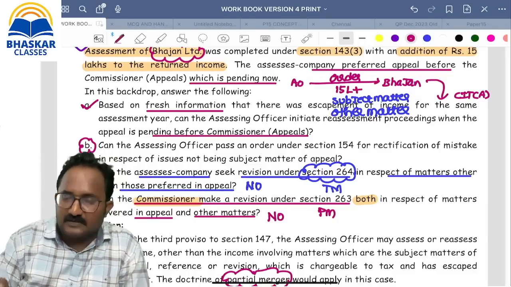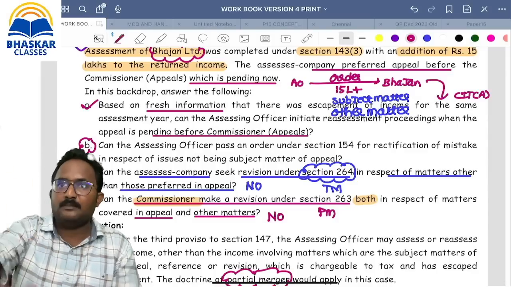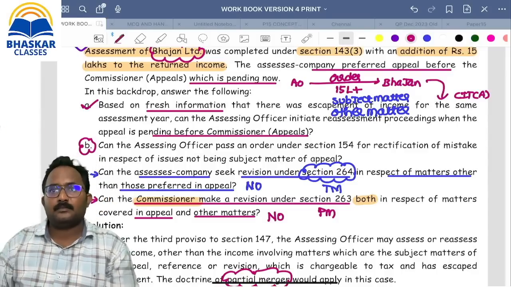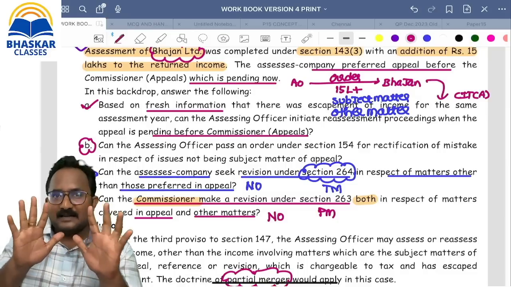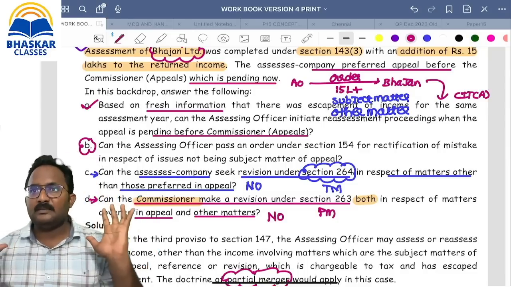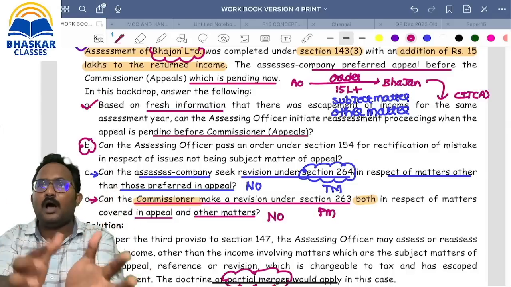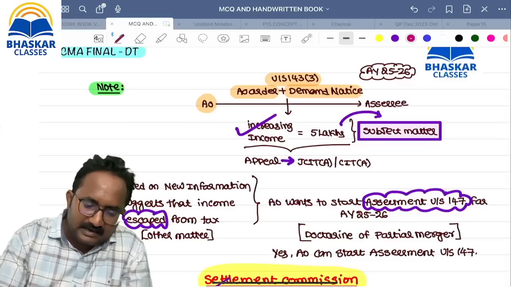Okay. So the revision related points also: 263 is partial merger, 264 is total merger, 147 is partial merger. What do you mean by partial merger, ma? Partial merger means the subject matter we can't touch, other matters we can revise. Total merger means we need to go for revision totally, or you need to go for appeal. Clear?